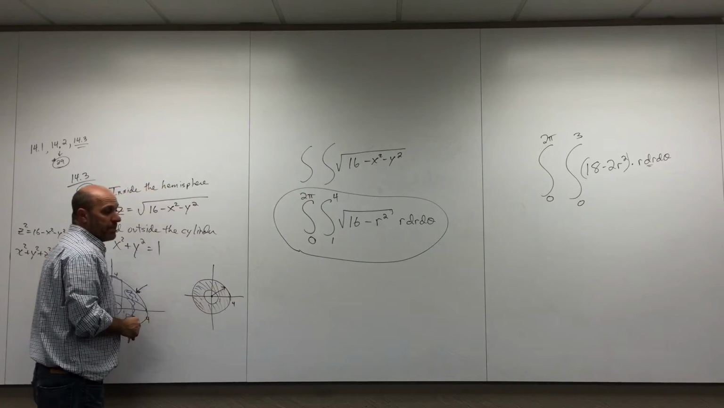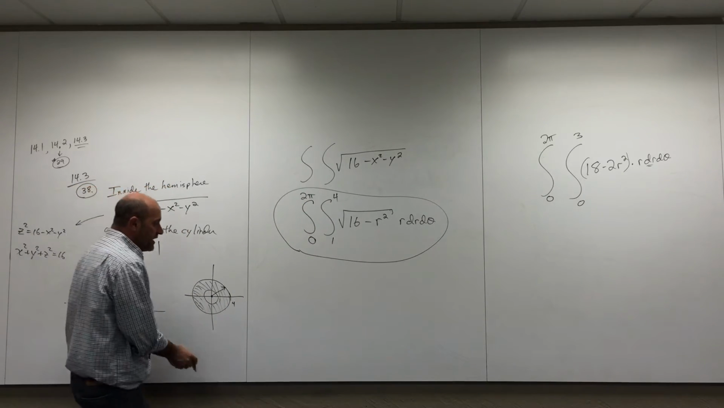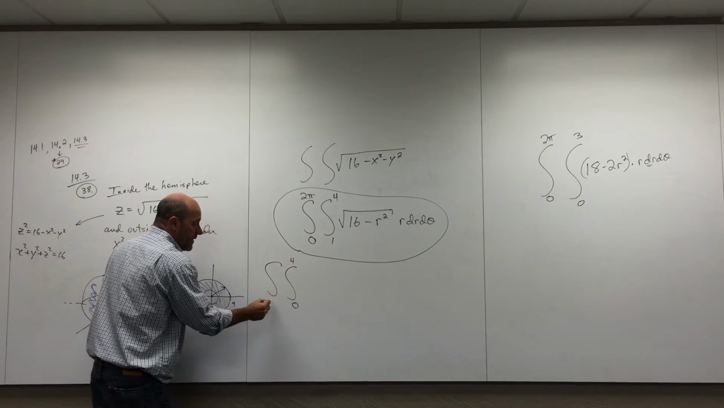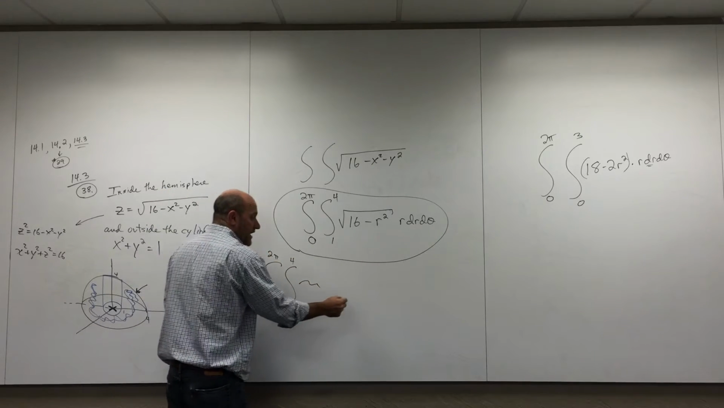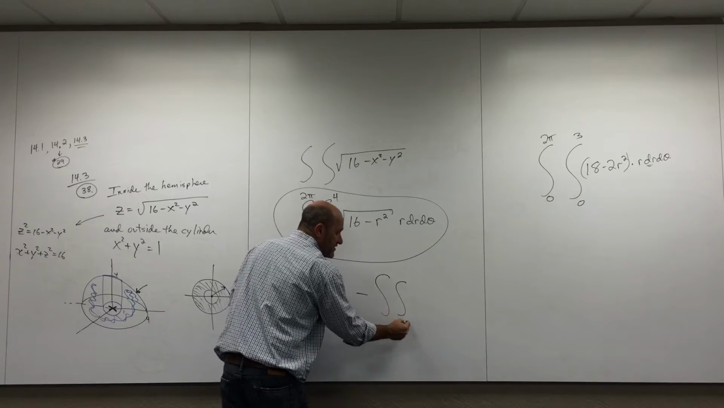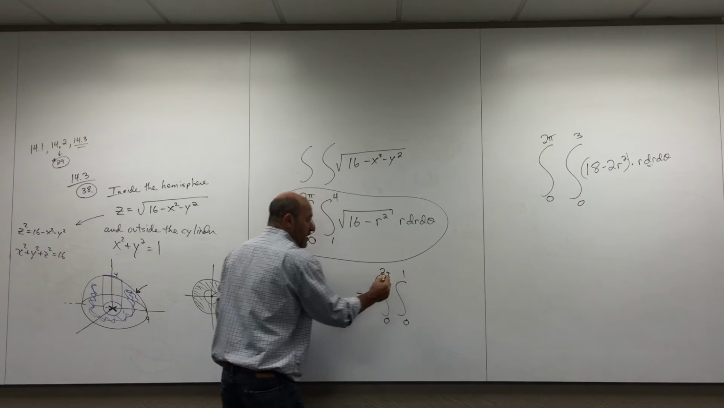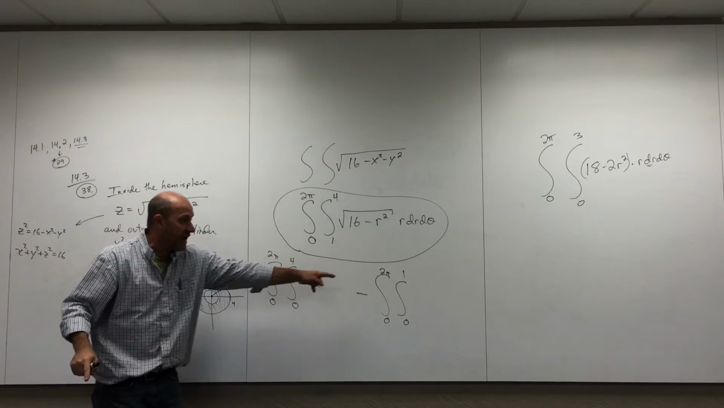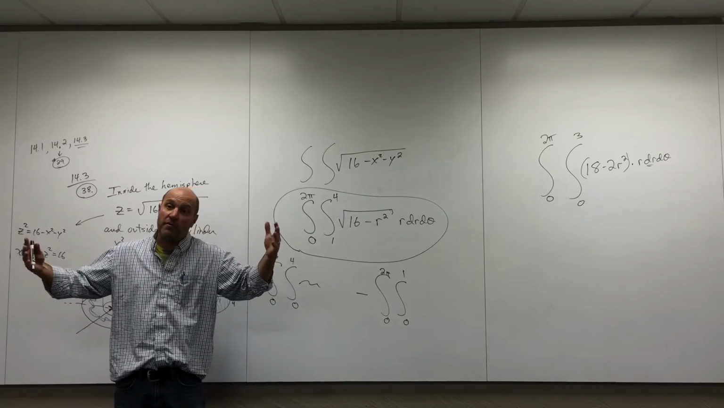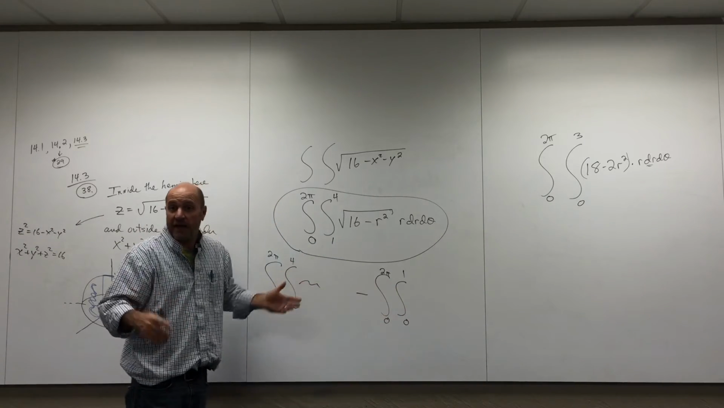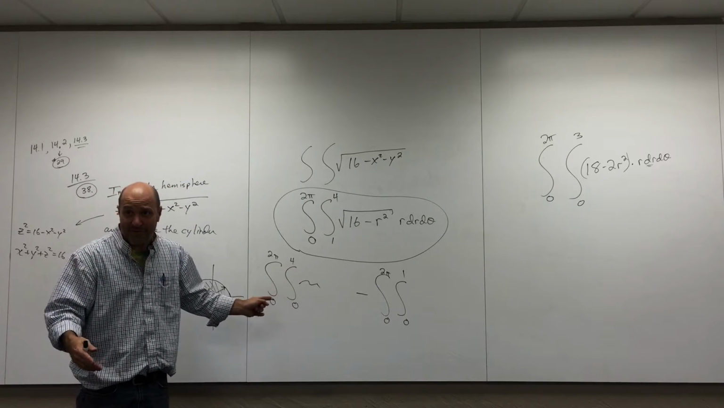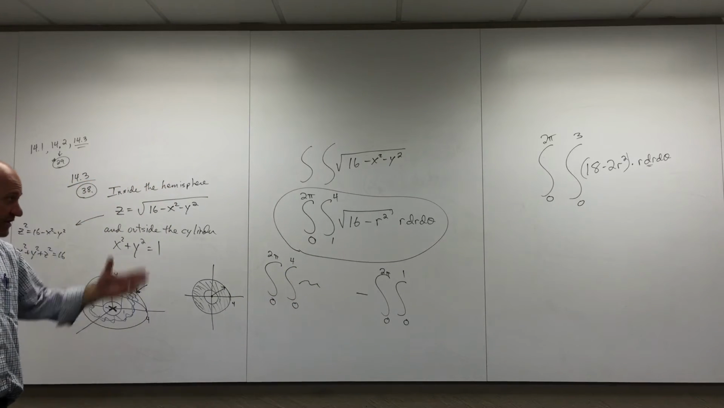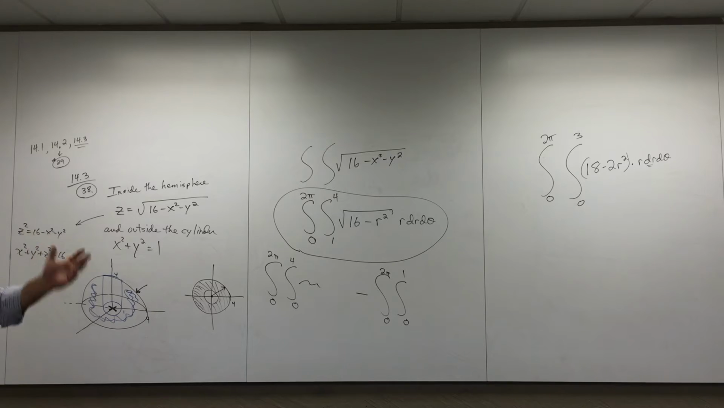On a test, I've had students do this. A problem like this shows up on a test, and they set up from 0 to 4, 0 to 2 pi. They got this all set up. And then they go minus from 0 to 1, 0 to 2 pi. In other words, they do it all from 0 to 4, and then they realize they don't want the 0 to 1, so they subtract it away. It's like they find all the volume and then subtract off this volume. That's fine, but it's a little overkill. You don't have to, you can do it like this.